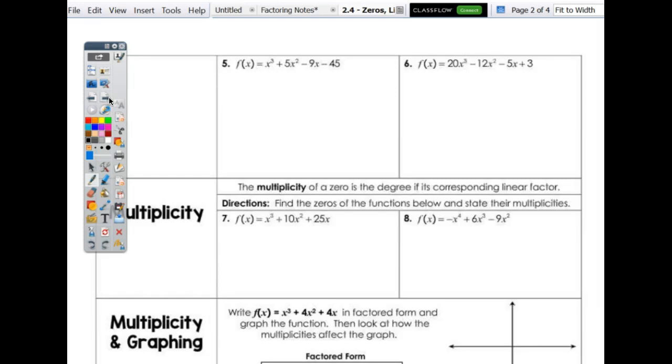Okay, so look at number 6. The difference with number 6 is it's not 3 terms, now it's 4, so we have to do factor by grouping. So the first one is going to be 4x squared times 5x minus 3.